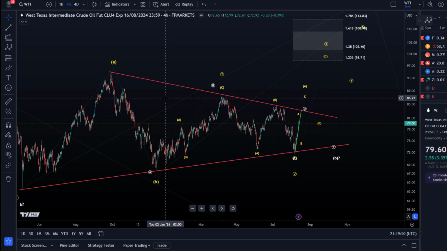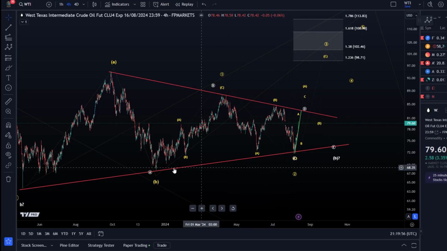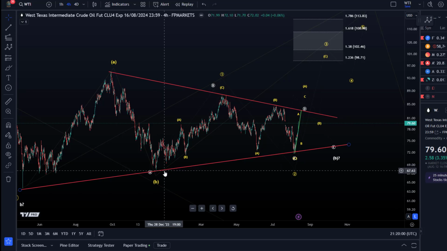The first indication that this is not happening is a break below the August low, and then a break below the December low. Then I would change my perspective to something more bearish, and that is a break below the $67.50 level. That's the update about oil.